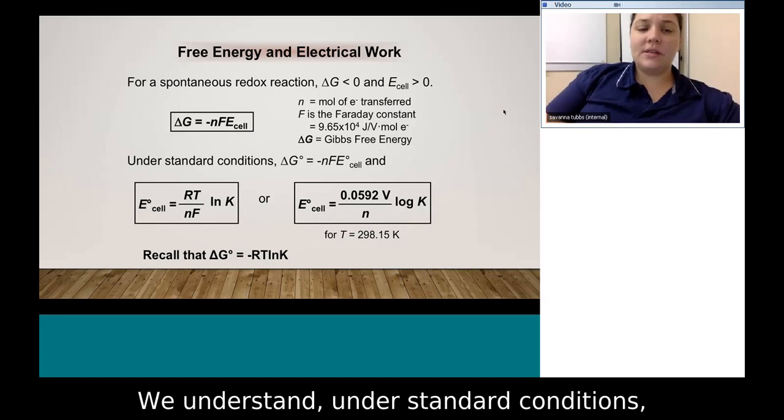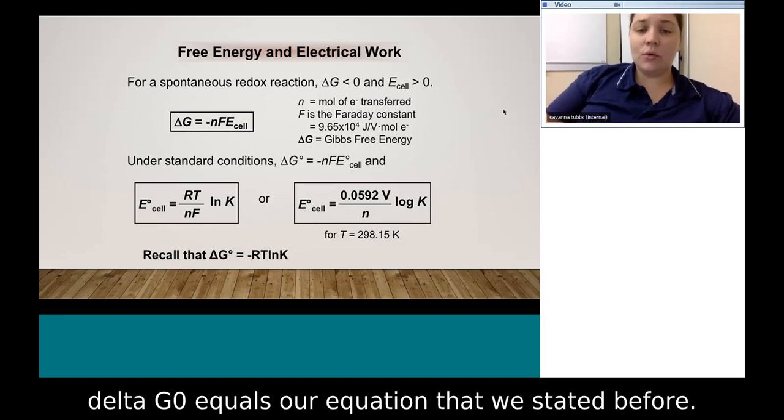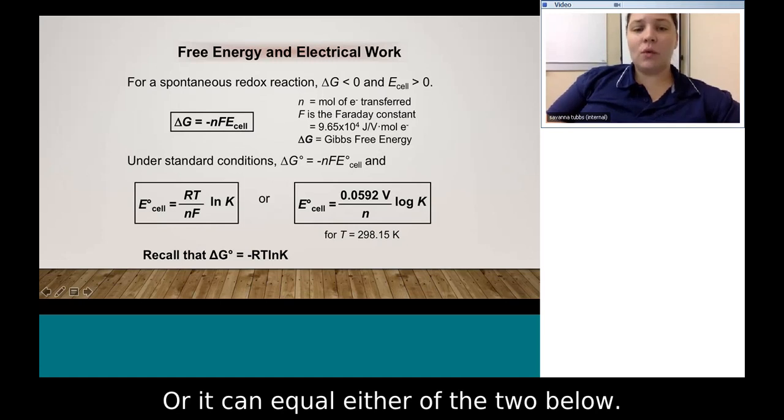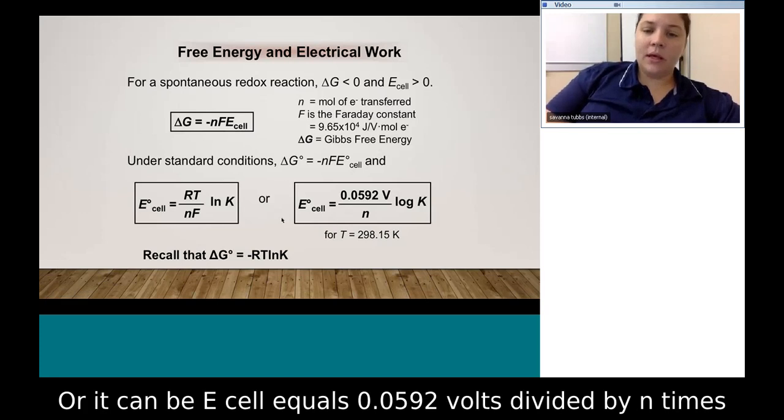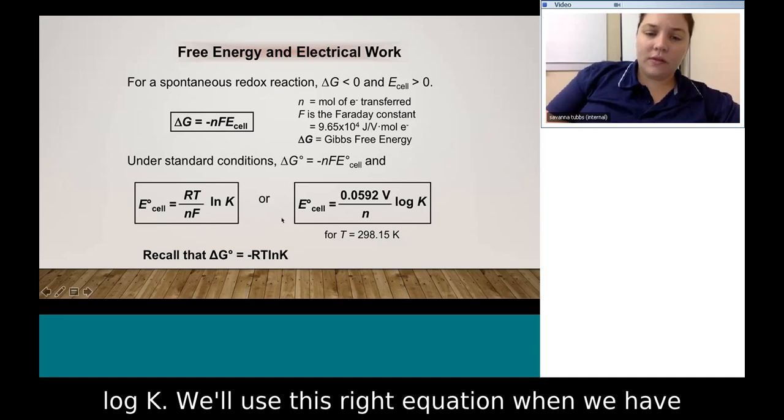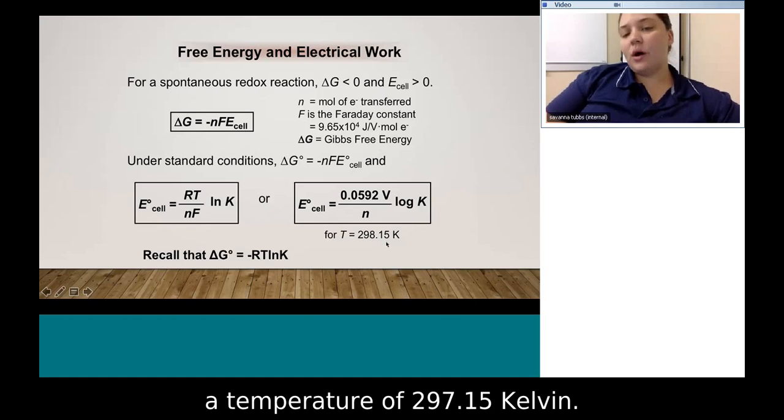We understand, under standard conditions, delta G naught equals our equation that we stated before, or it can equal either of the two below. So it can be E cell equals RT divided by nF ln of K, or it can be E cell equals 0.0592 volts divided by n times log K. We'll use this right equation when we have a temperature of 297.15 Kelvin.